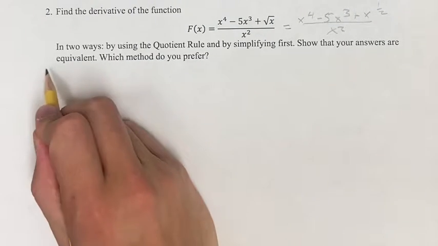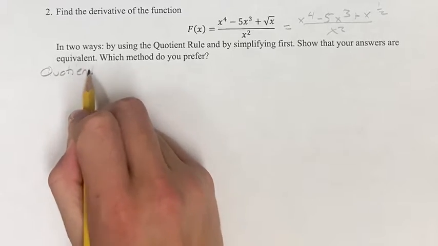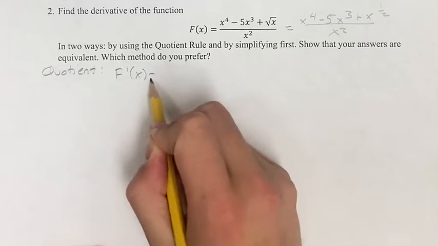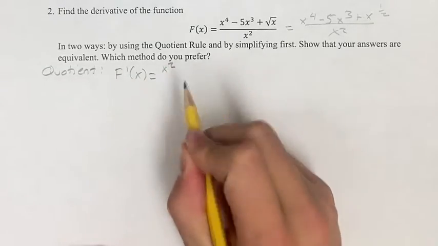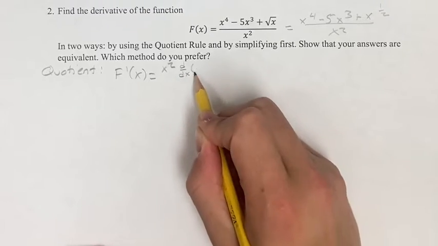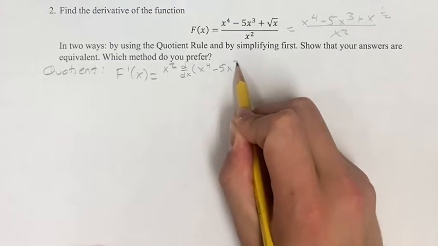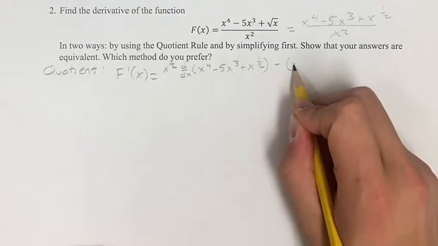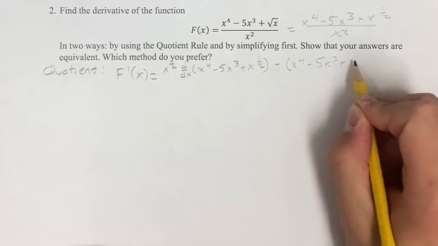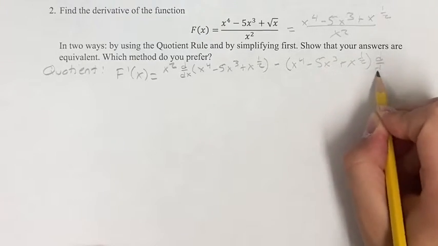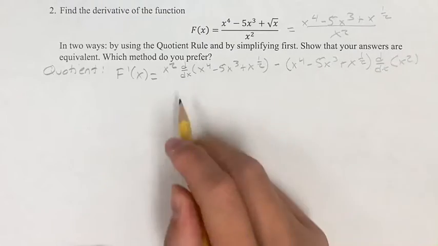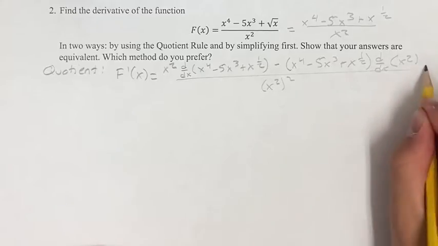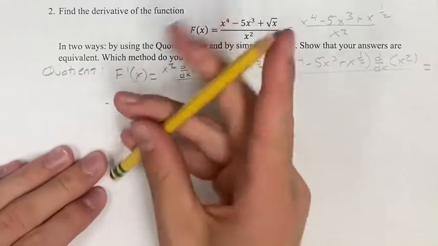But firstly, we can use the quotient rule, in which we have the derivative of f of x is equal to the denominator times the derivative of the numerator, writing that out right there, minus the numerator times the derivative of the denominator, all over the denominator squared. Now we can simplify this. Let's make a little bit more room.